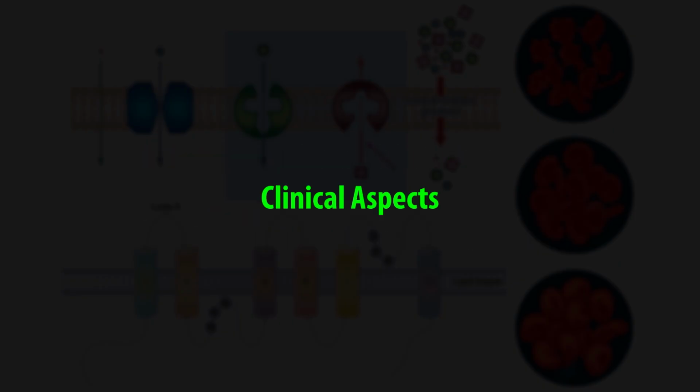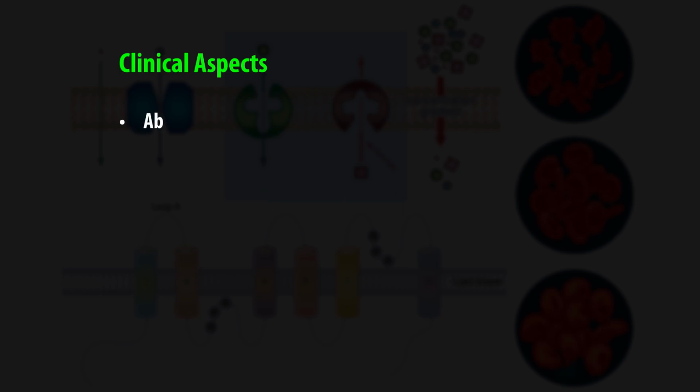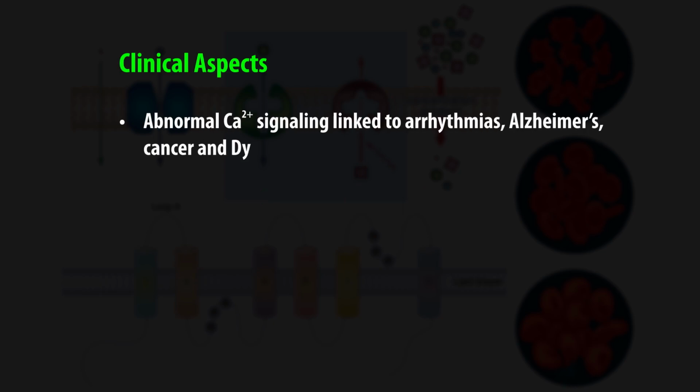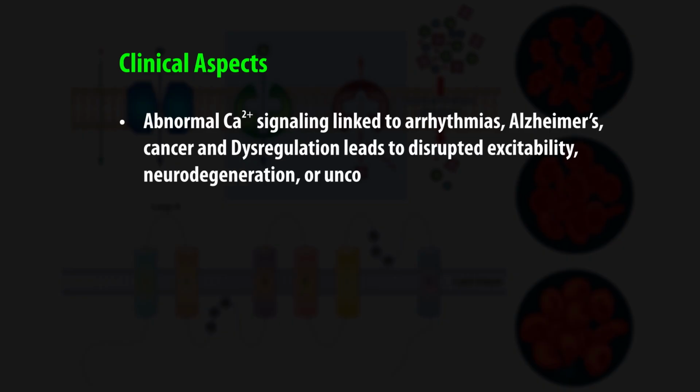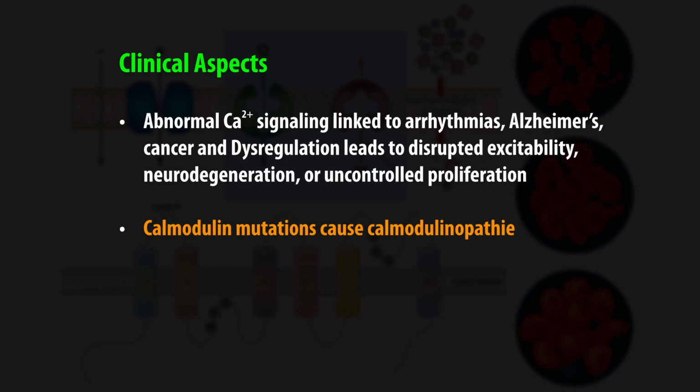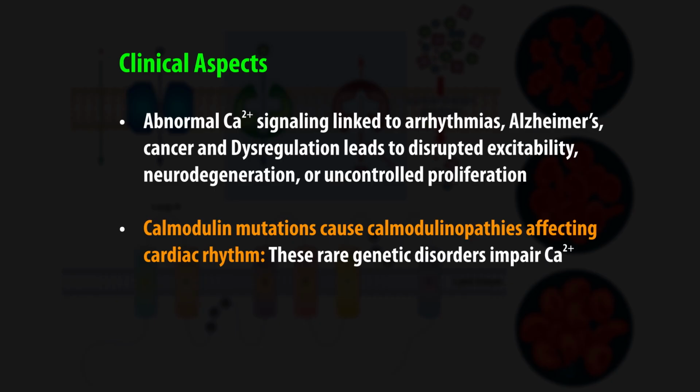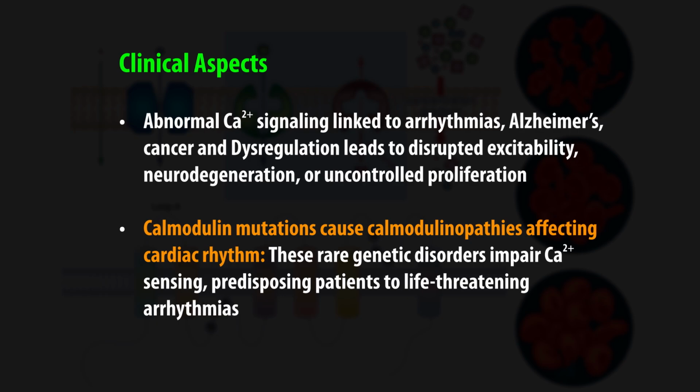Let us now have a look at the clinical aspects. Abnormal calcium signaling is linked to arrhythmias, Alzheimer's, and cancers, and dysregulation leads to disrupted excitability, neurodegeneration and uncontrolled proliferation. Calmodulin mutations cause calmodulinopathies affecting cardiac rhythm. These rare genetic disorders impair calcium sensing, predisposing patients to life-threatening arrhythmias.